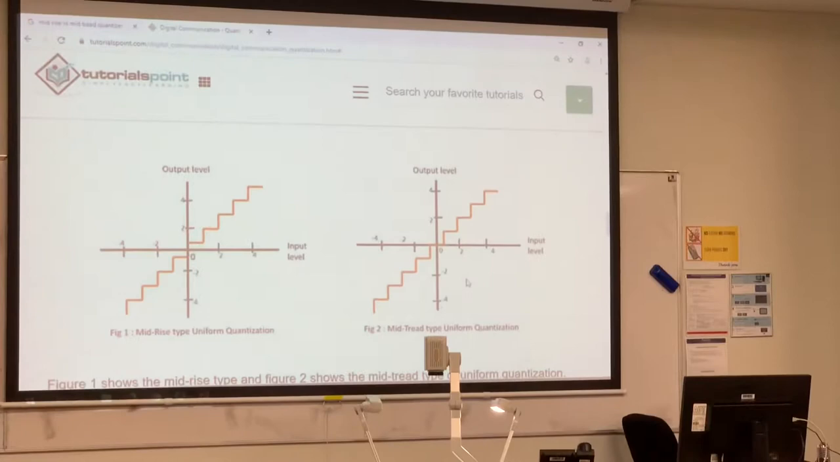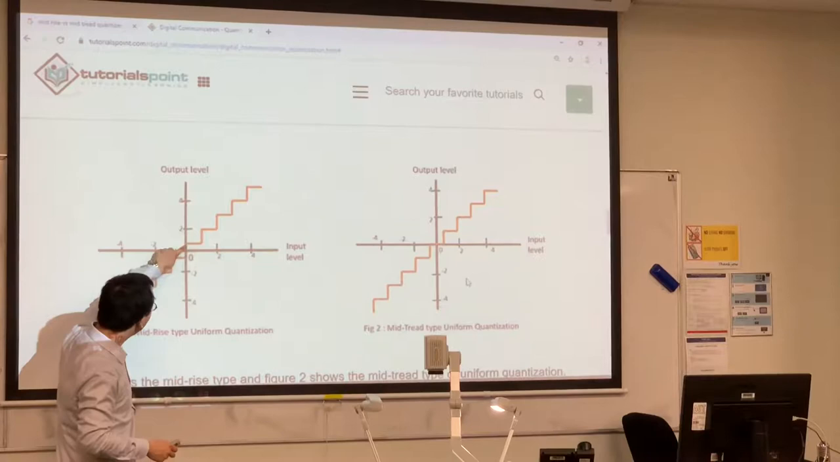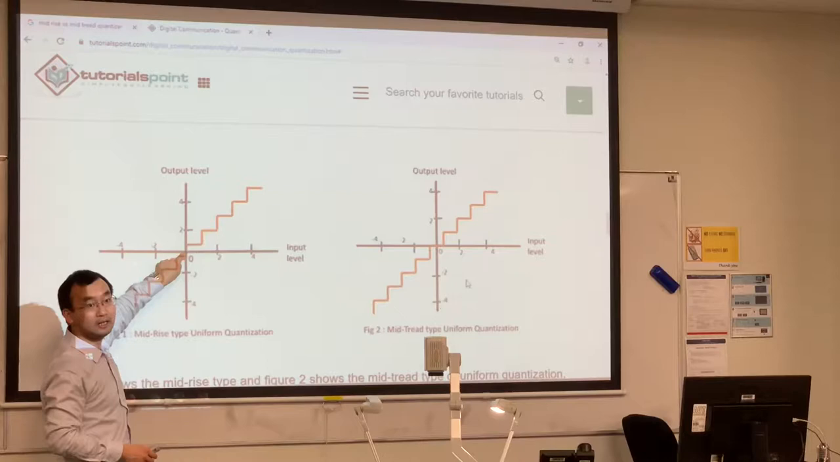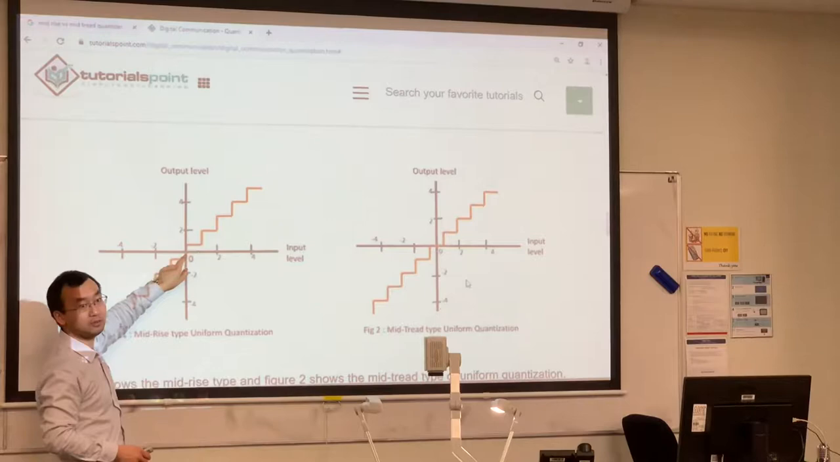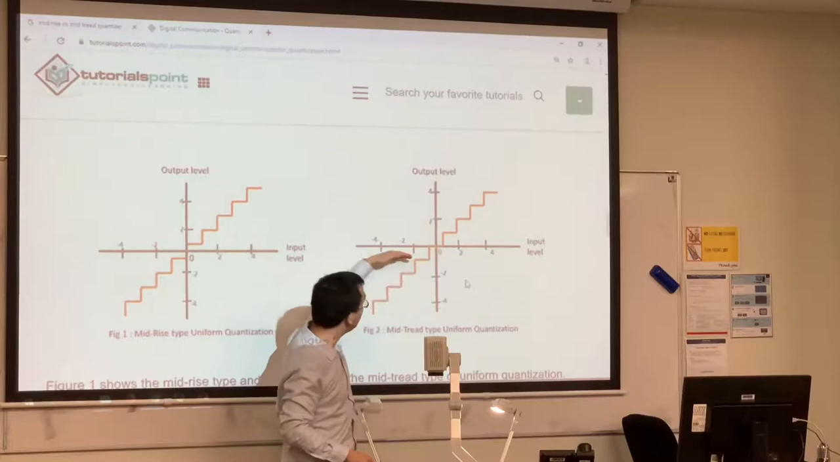The difference is in the middle. This one is called middle rise, which means if your input is 0 volts, the corresponding quantized value is not 0 volts. If your input is 0 volts and the corresponding quantized value is 0 volts, this one is called mid flat.